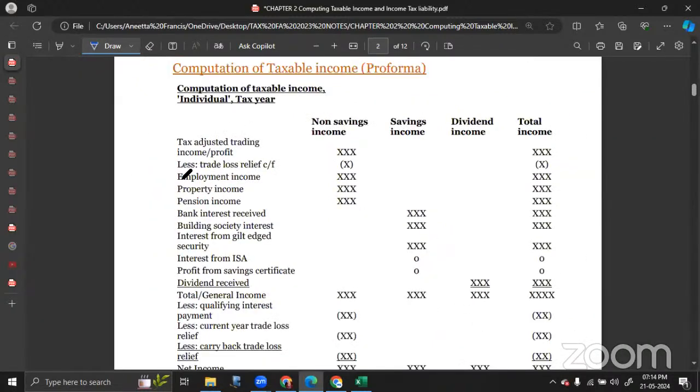So for the basic taxable income computation, you have to properly segregate. And from here onwards, since we have finished with the entire topic, just keep in mind, you always try to write tax adjusted trading profit first. And if you have any trade loss carry forward, you adjust that initially. Then you can list out your employment income, property income, pension income, bank interest received, building society interest, and dividend income under the respective heading, and make sure you give proper headings as well. The sum of non-savings, savings, and dividend income is what we call total or general income.